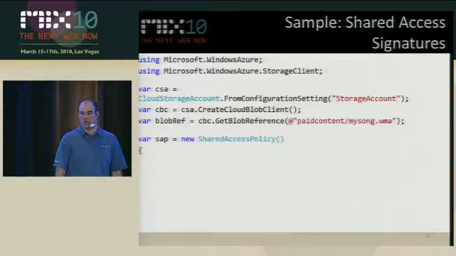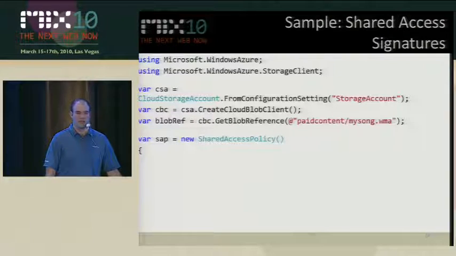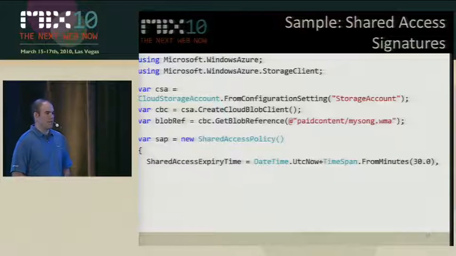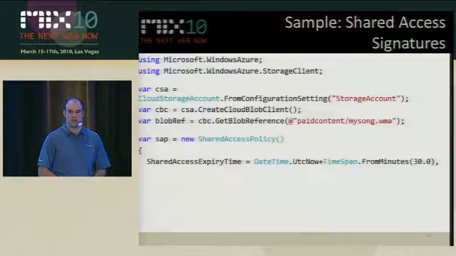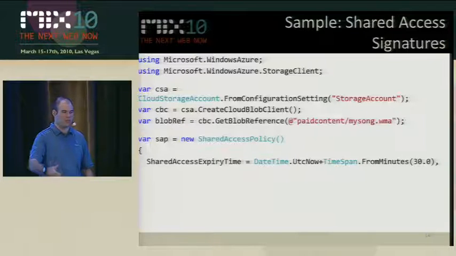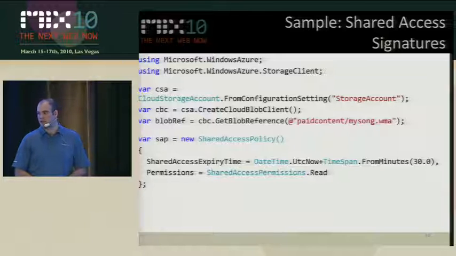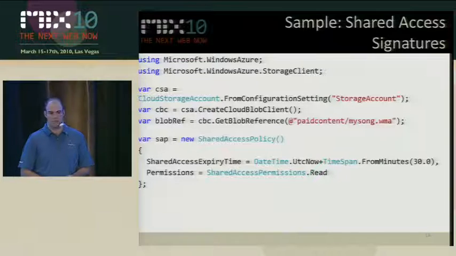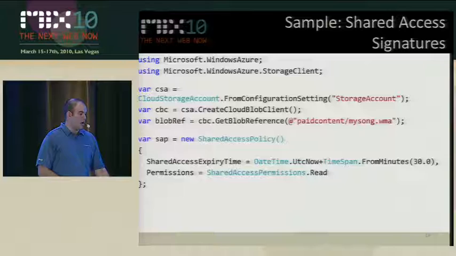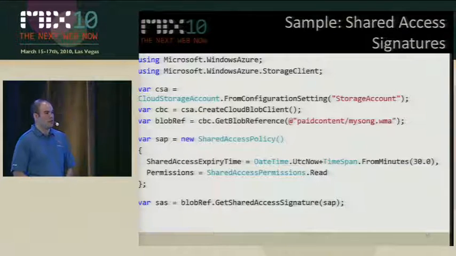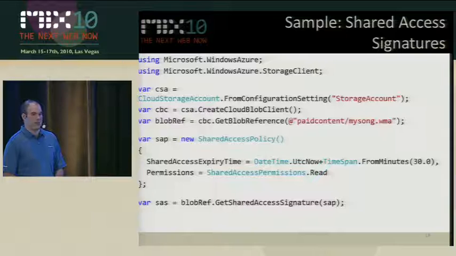And in that shared access policy, I'm going to specify two things. I'll specify the duration of time that I want to allow access for. Here I'm doing 30 minutes from now until 30 minutes from now. And I'm also going to say that they get only read access. They don't get to do anything else to this song. And then I'll go ahead and I'll get myself a URL that implements that access policy.